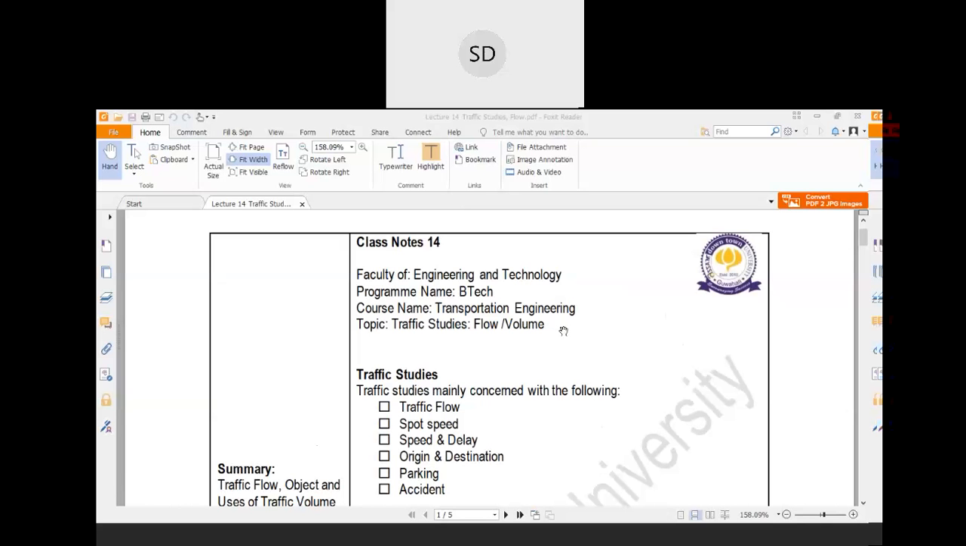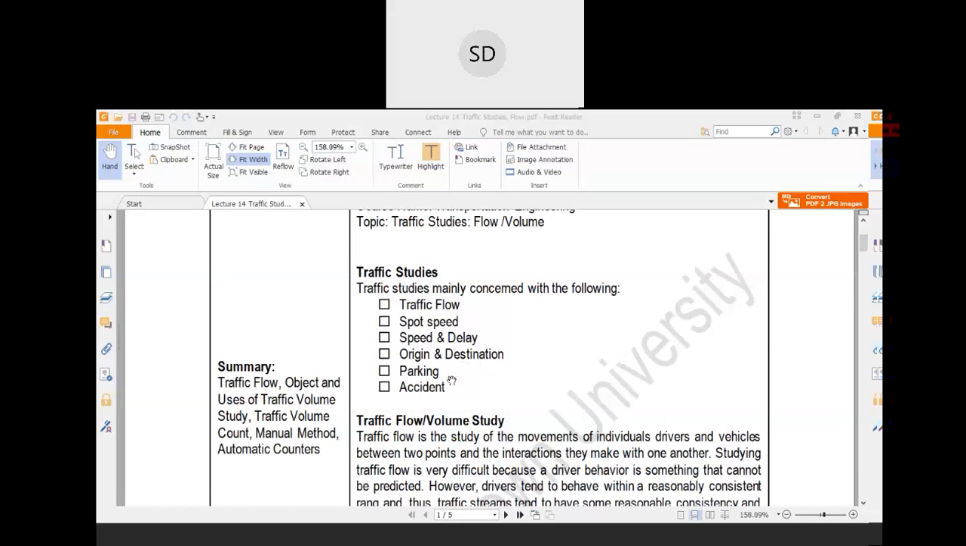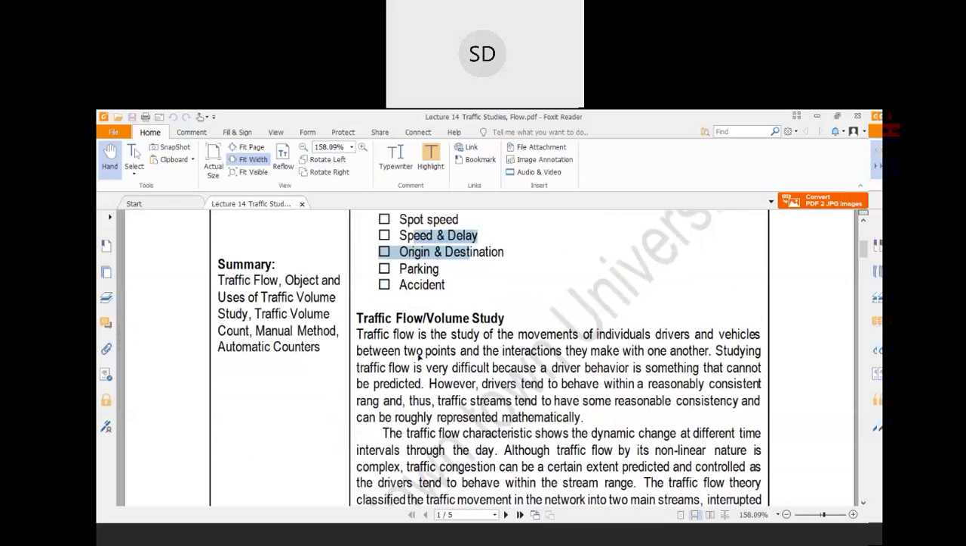Now we will discuss different traffic studies. Generally, whenever traffic studies are considered, they are divided into the following subsections. First one is traffic flow, then spot speed, then speed and delay analysis, origin and destination analysis, parking analysis, and accident study. So these are the different traffic studies which we will consider. In this chapter, we will discuss traffic flow.